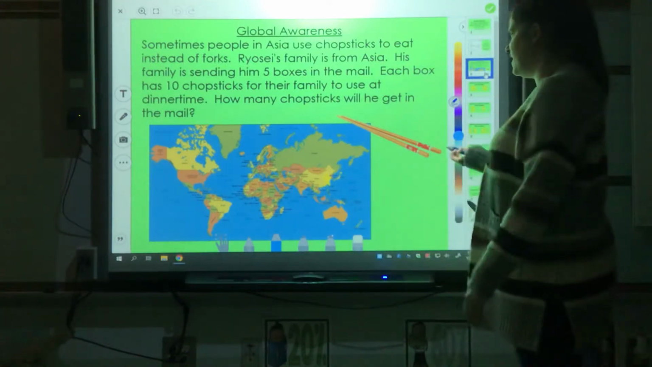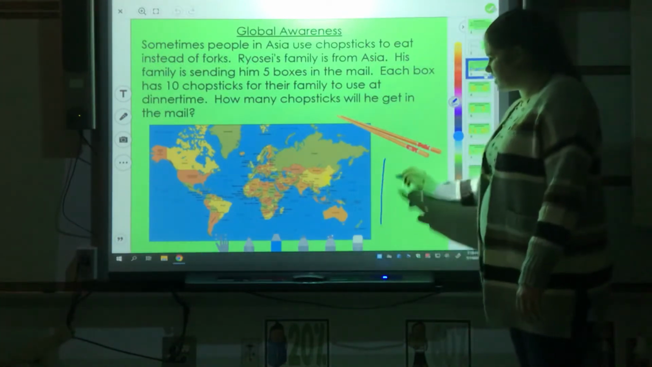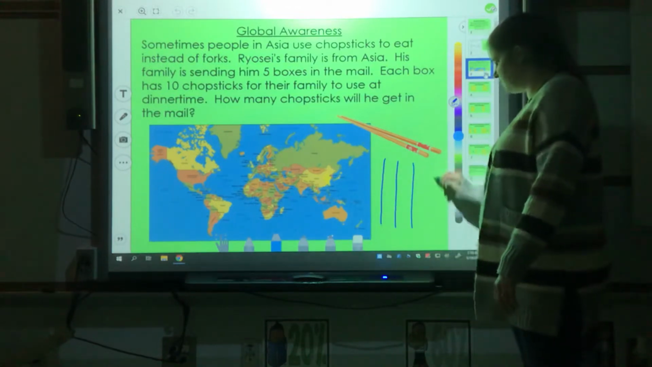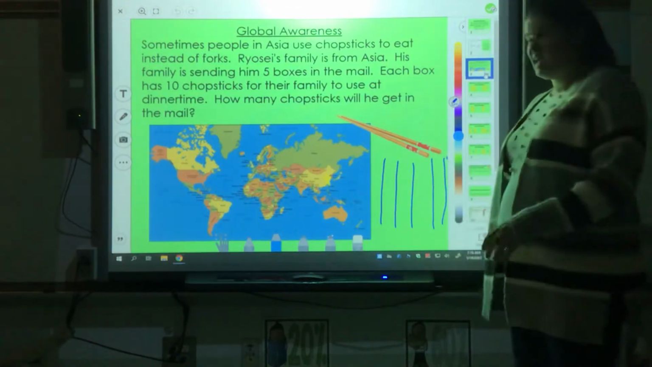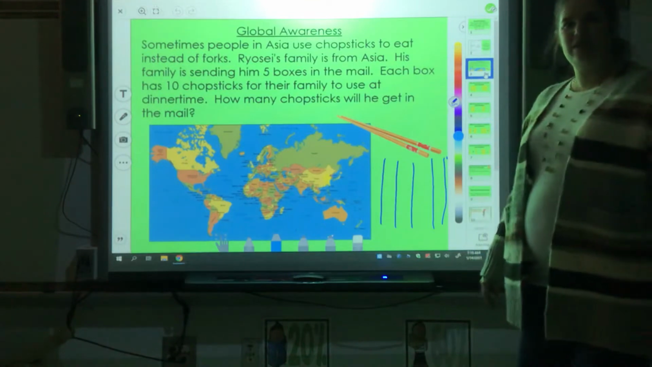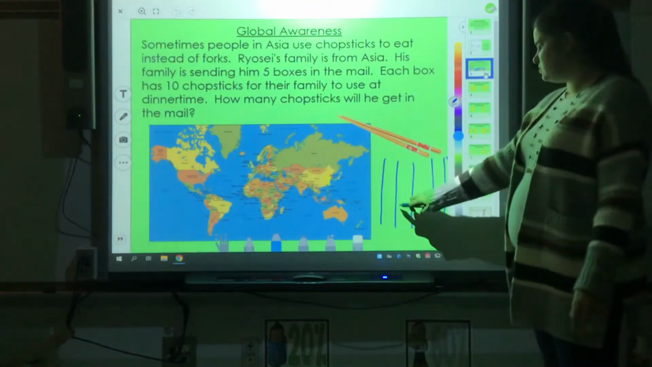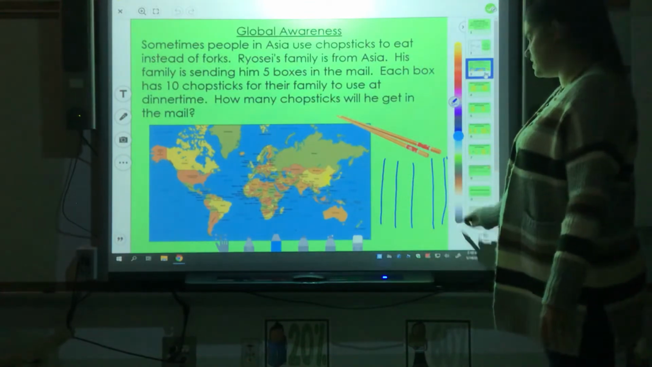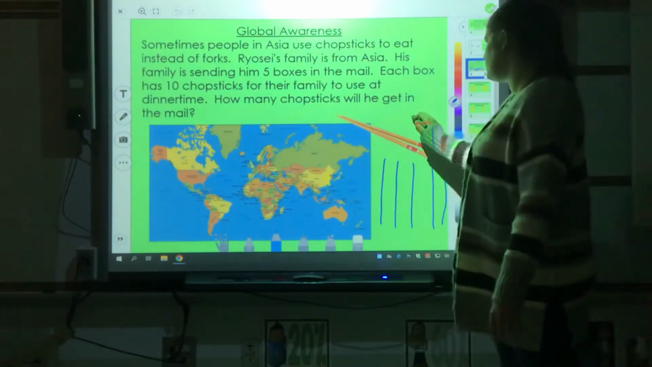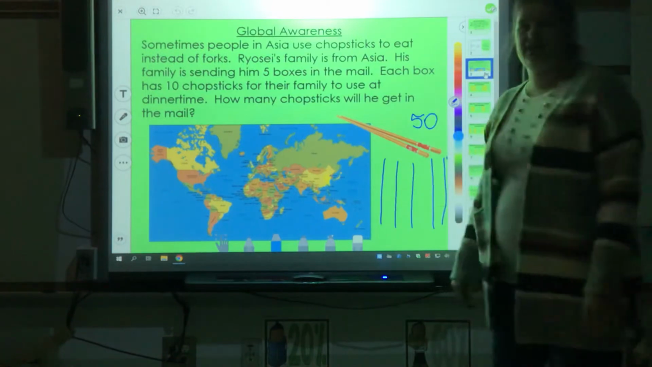So he's getting 5 boxes of 10. So 1 box, 2 box, 3 box, 4 box, 5 box. And there's 10 in each box. So I would need to count these by tens and not by one. So I would say 10, 20, 30, 40, 50. So he's going to get 50 chopsticks in the mail.